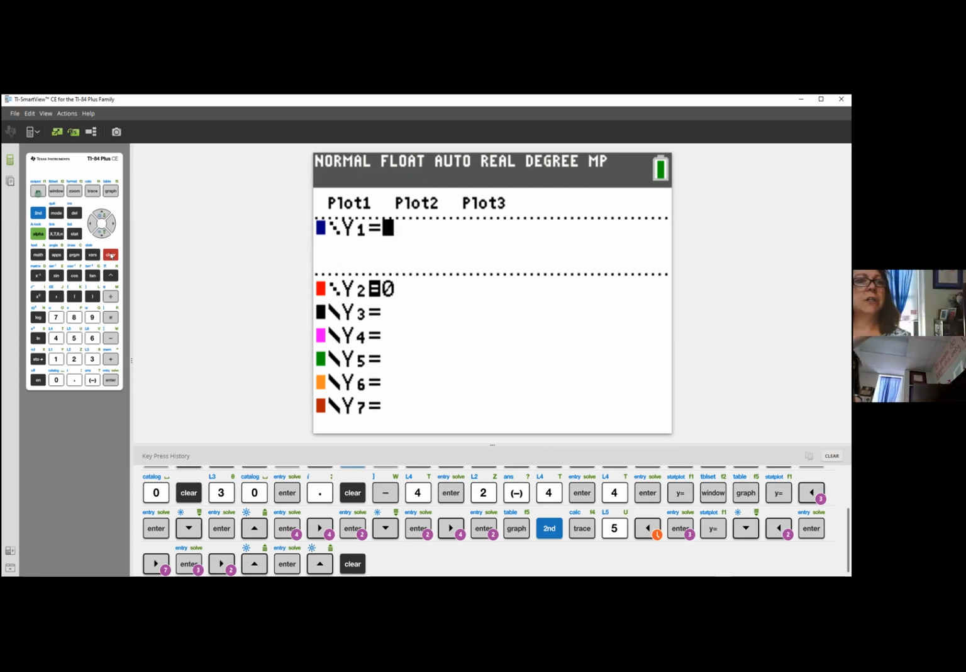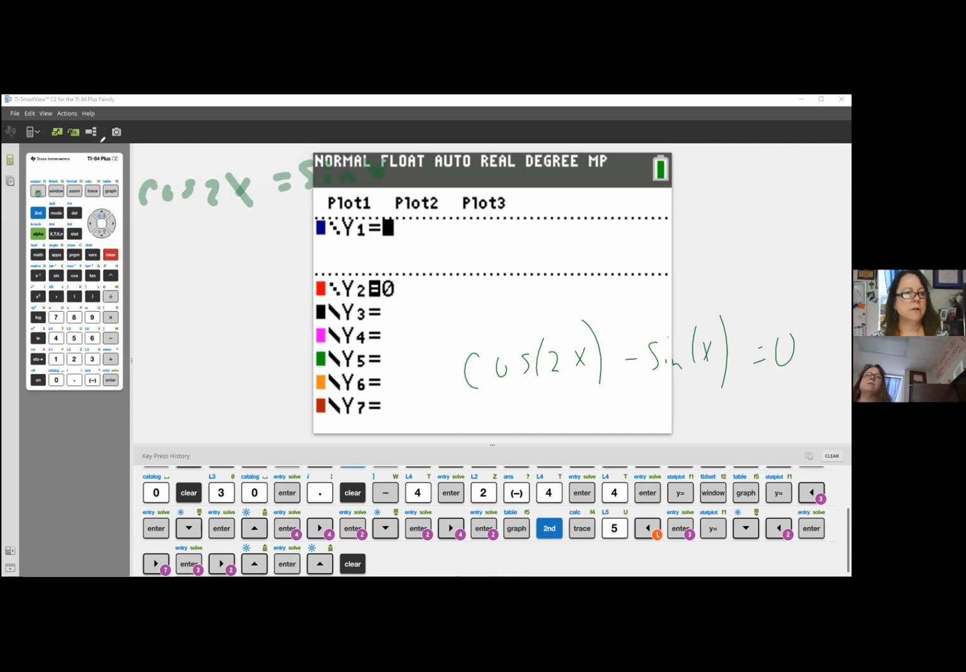Okay, so our equation is the cosine of 2x equals the sine of x. So cosine of 2x equals the sine of x. So when we go to type that one in, we are going to end up needing to type in the cosine of 2x, close it, minus the sine of x, close it, and I want to do equal to 0 again. Okay, so here we go.